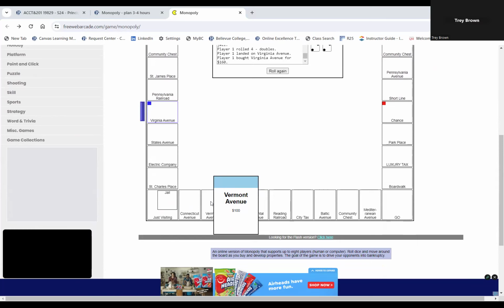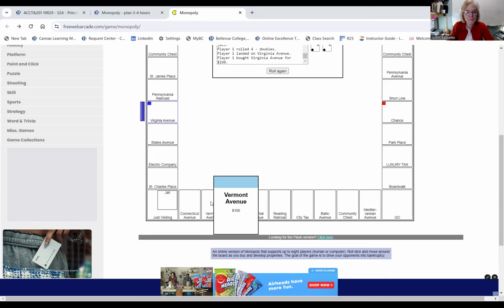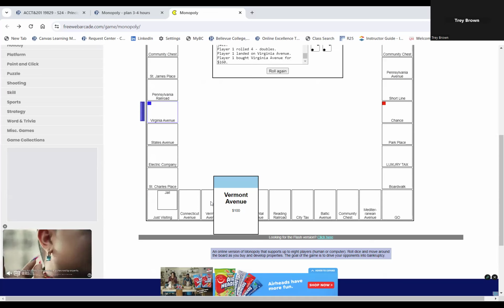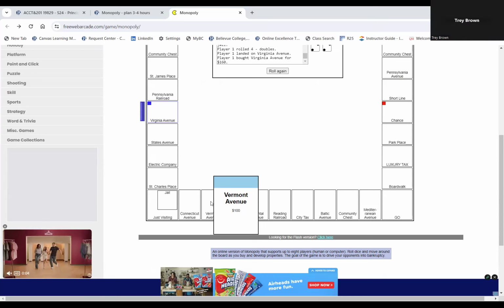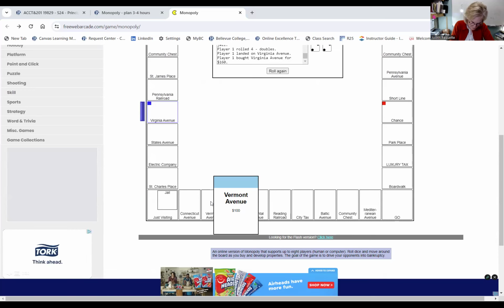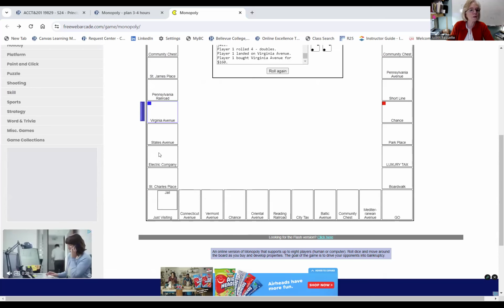Oh, I bought it for 85 because the computer didn't have enough money. Okay, you bought it for 85. Yeah. Did they let you do that? Yeah, because it goes to bidding if the computer doesn't have enough money. Okay, so your value was 85. They couldn't do it and you bid on it.